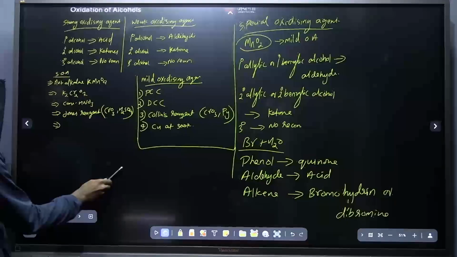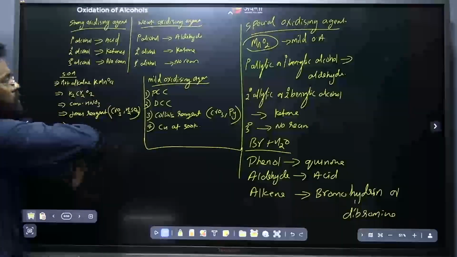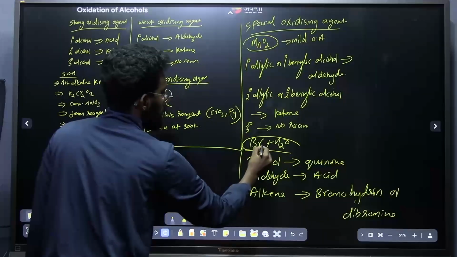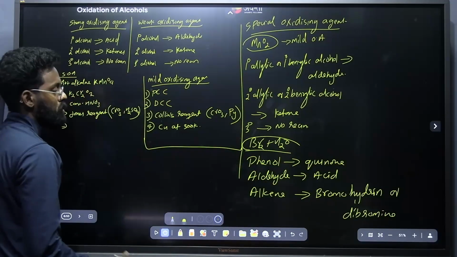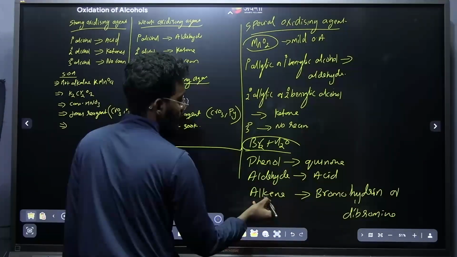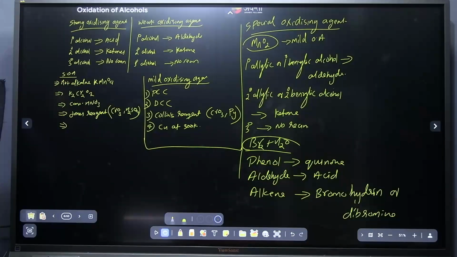All the things we have discussed here: strong oxidizing agents, weak oxidizing agents, what the categories are, then special oxidizing agents, which are MnO2, then bromine water. What is bromine water doing? Phenol to quinone, aldehyde to acid, then alkene to bromohydrin or dibromo compound. Okay, so this is the complete idea about the oxidation of alcohol. Is it clear? We can note down all these things. All are very important.